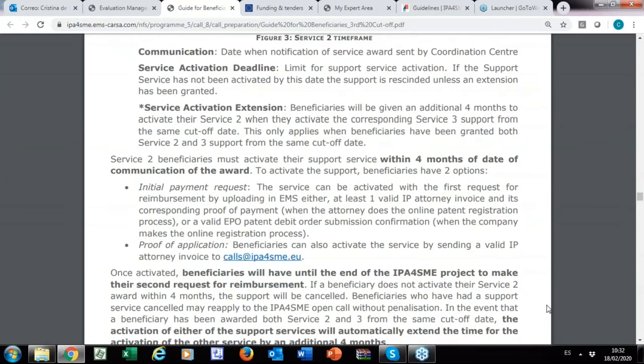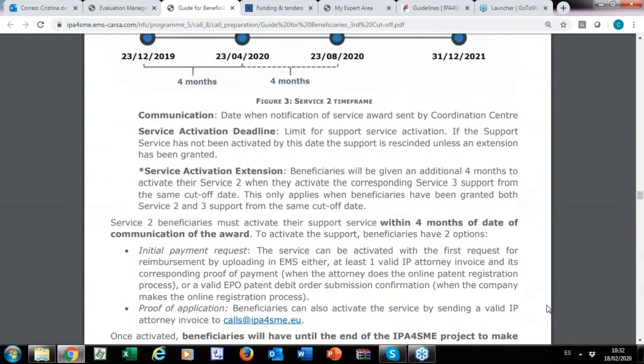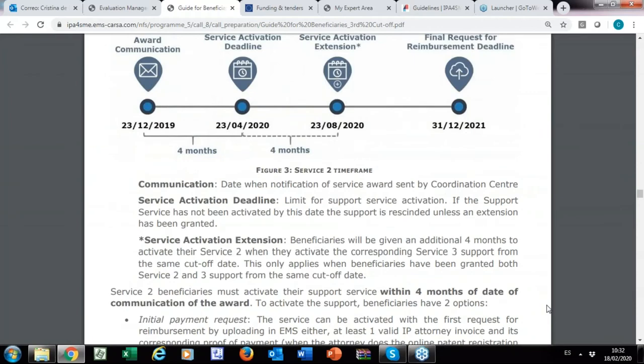However, there is also a second option, that is to send us, through the calls at IPA4SME.eu, a valid IP attorney invoice. The important thing to activate service two is to do it within 4 months after receiving the award communication email. This means that all the beneficiaries of cutoff three that received the email on the 23rd of December have 4 months to activate service two.